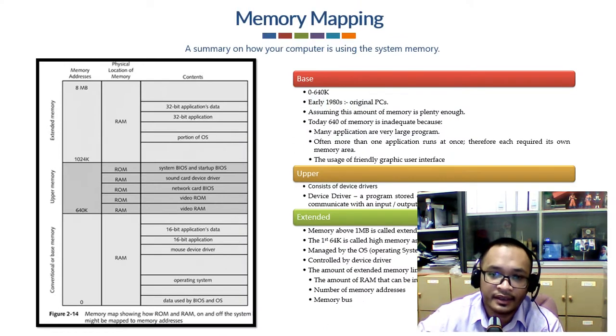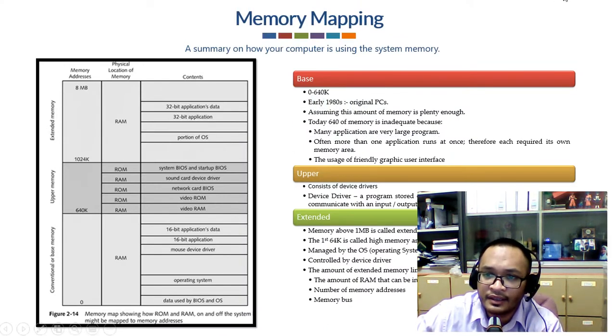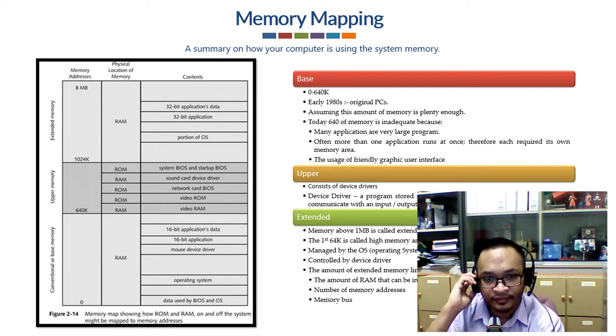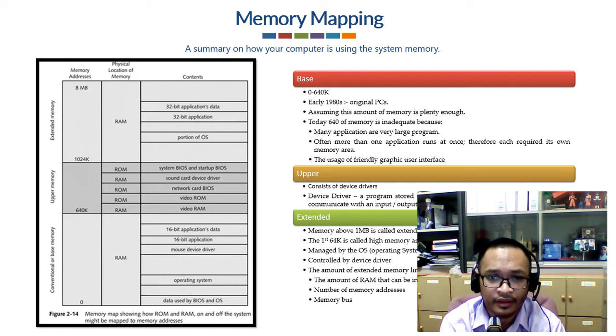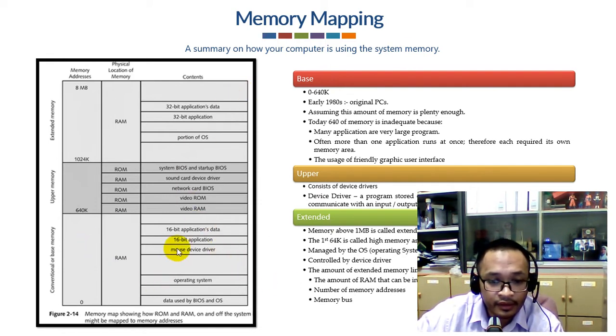So this is the memory mapping. Memory mapping is the summary of how your computer is currently using the system memory. We have three categories of memory mapping. The first category we call the conventional or base memory.